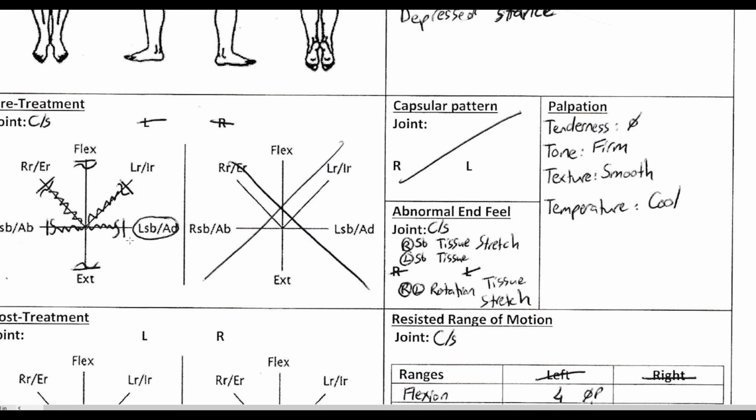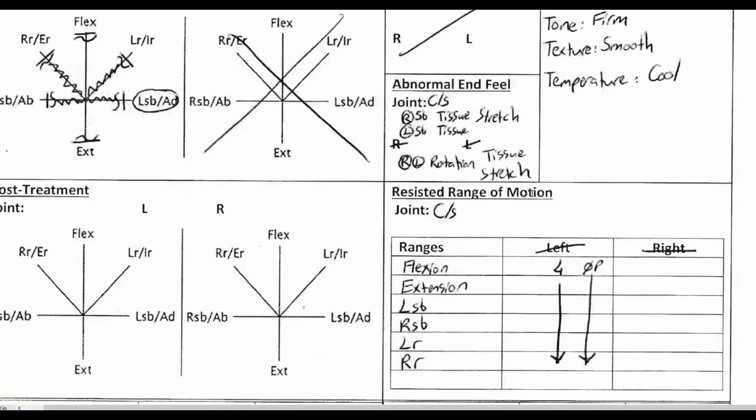Now I'm not able to do fully right rotation, right side bending, left side bending. There's tissue stretch, there's a tight neck, basically not allowing me to do it. So that's why I chart abnormal end feel on cervical spine, right side bending, left side bending, and rotations, all tissue stretch. Okay, please keep that in mind.